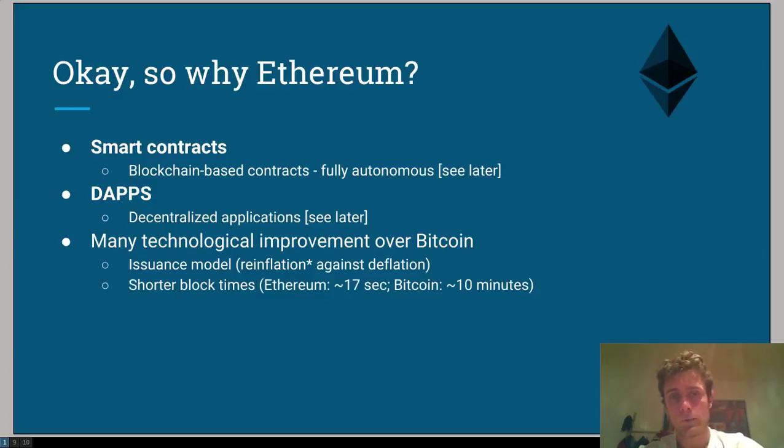So Ethereum has shorter block times. Bitcoin takes about 10 minutes for a transaction to be validated or for a block to be created. And in Ethereum it takes about 17 seconds on average. So that's actually quite interesting, since it makes it faster for you to know whether your transaction has been accepted.